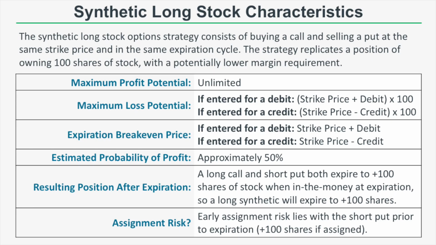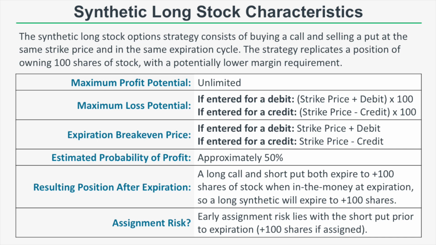So let's look at the synthetic long stock strategy characteristics. The synthetic long stock option strategy consists of buying a call and selling a put at the same strike price and in the same expiration cycle. The strategy replicates a position of owning 100 shares of stock with a potentially lower margin requirement. One of the reasons you would trade a synthetic long stock position is because the margin requirement is typically less than a long stock position of 100 shares.